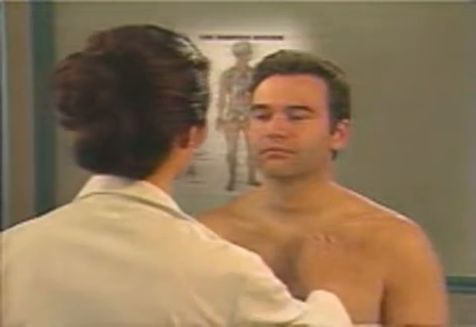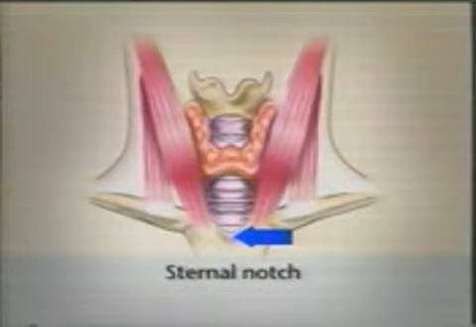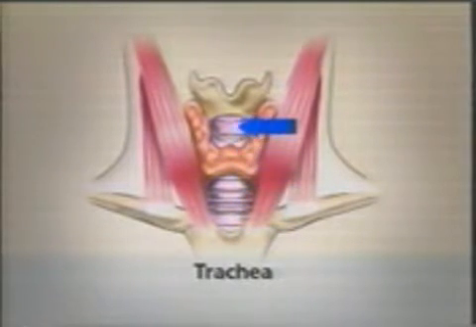Now, with the patient sitting up, identify the trachea by locating the patient's sternal notch and sliding your fingers to each side. The trachea should be midline and symmetrical.